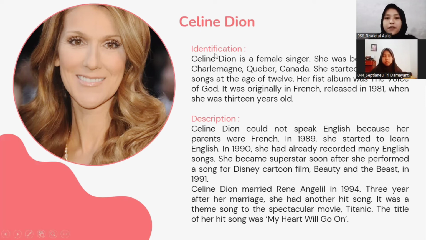Okay, the first paragraph is identification, and the next paragraph is description. As I said before, the identification is always at the first or at the beginning of the paragraph, and the description is in the next paragraph after identification. Okay, can you understand? Yes, I understand.